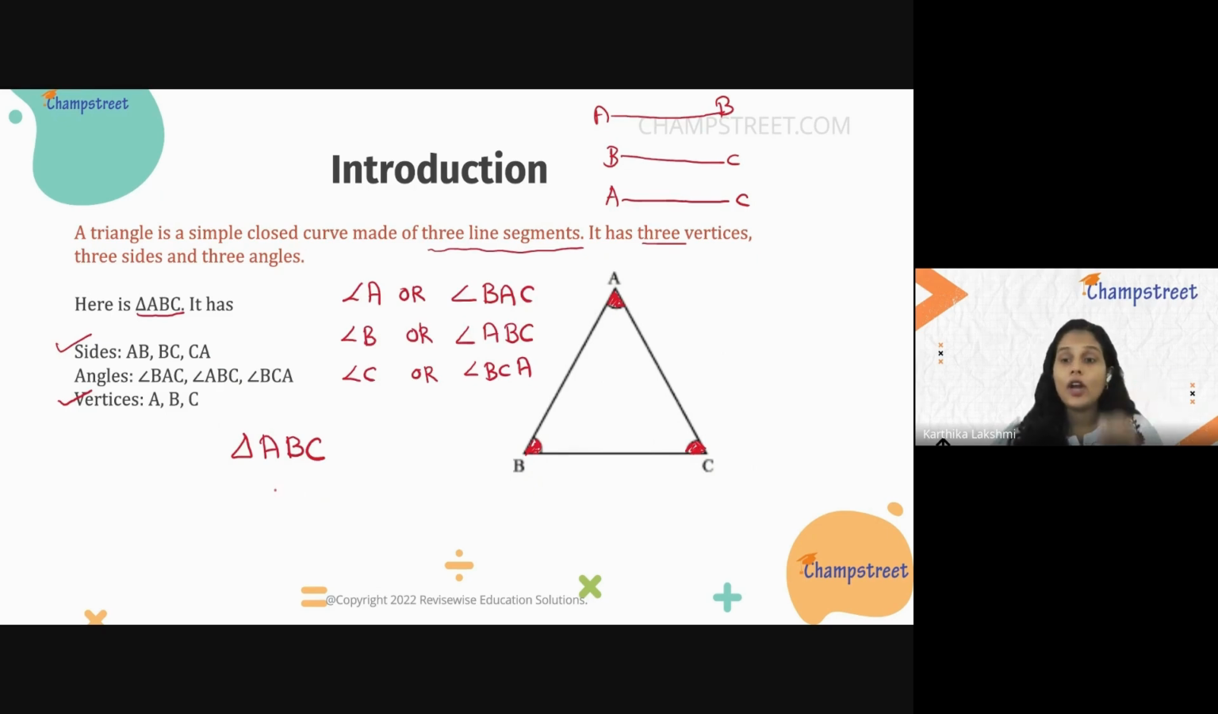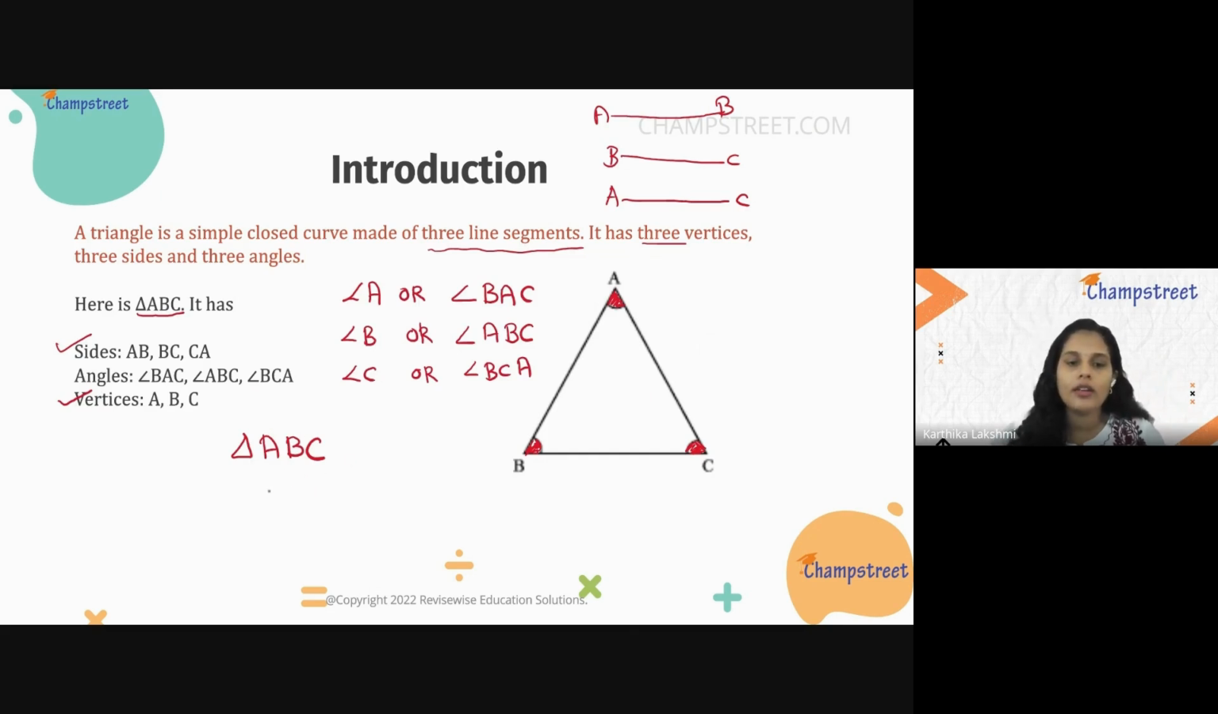Okay. So instead of writing the word triangle, we are using this symbol, the symbol for triangle, such as a small triangle we are writing like this. This is used to represent a triangle instead of writing the complete word. And I named this triangle as ABC. That's why I represent it like triangle ABC.